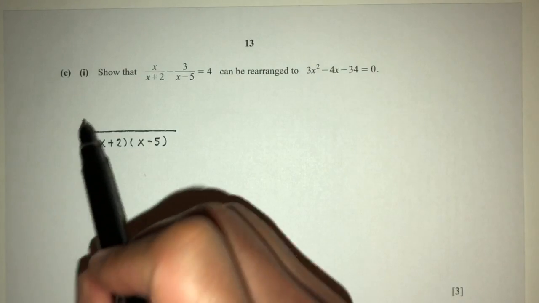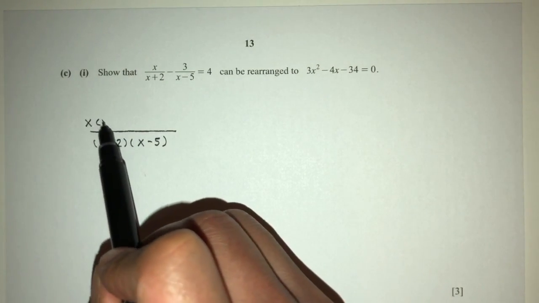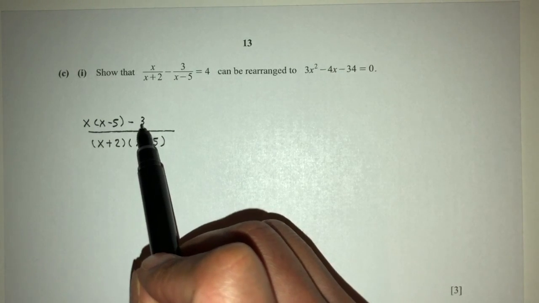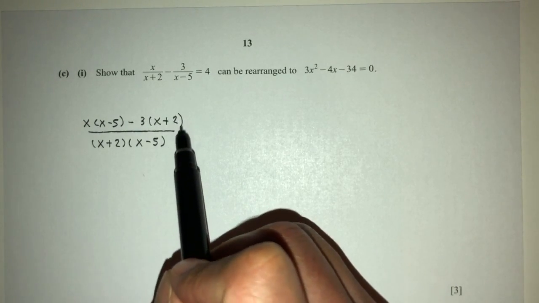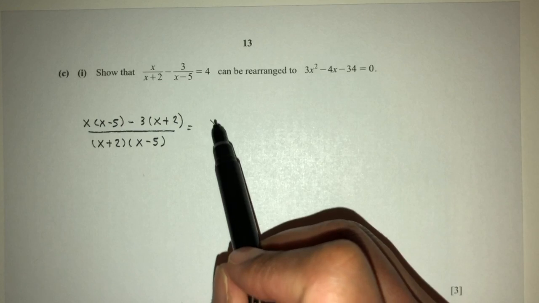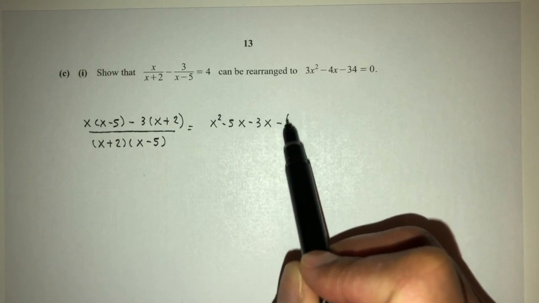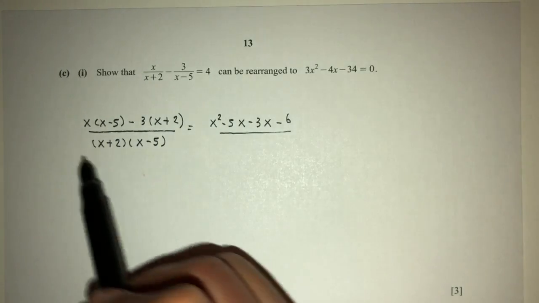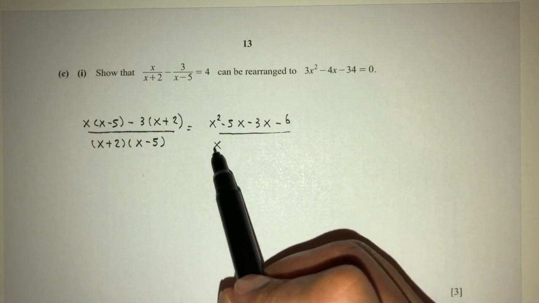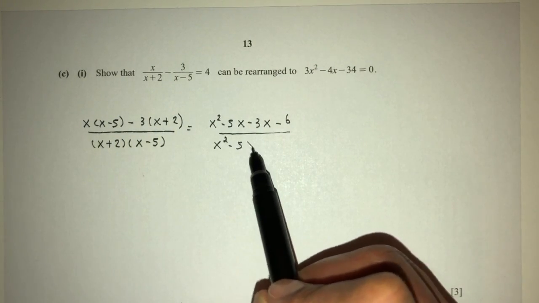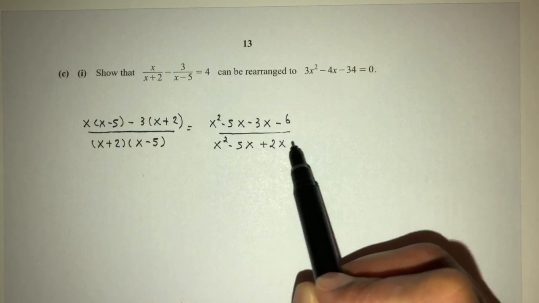Then cross multiply, you will have x times x minus 5. Here we have minus, so minus, and 3 times x plus 2. Simplify, you will have x squared minus 5x minus 3x minus 6 over, expand this one, that will be x squared minus 5x plus 2x minus 10.